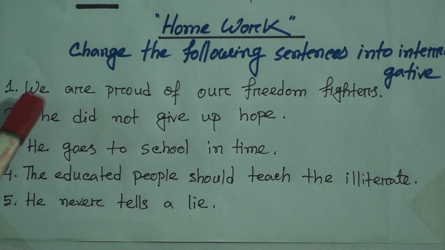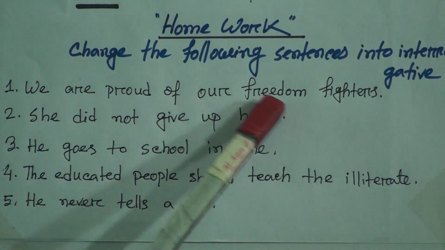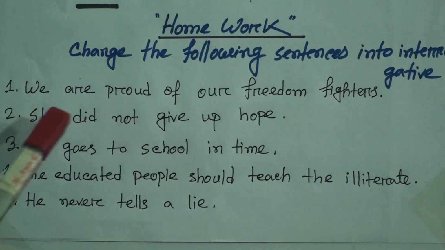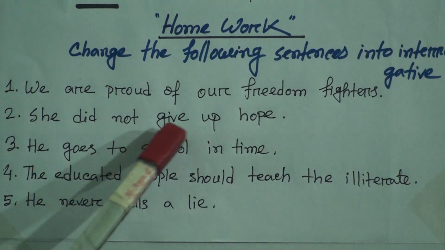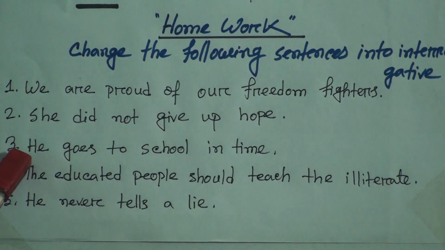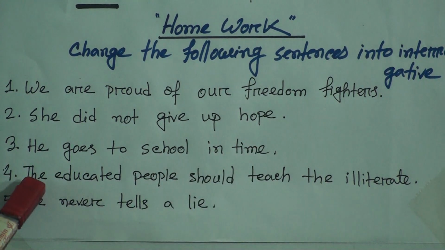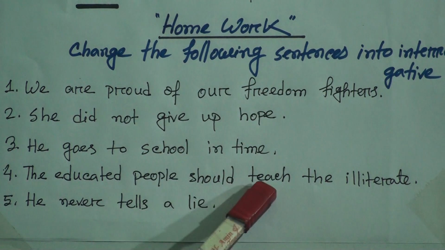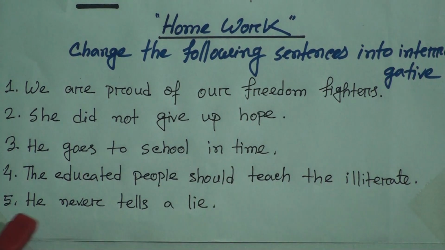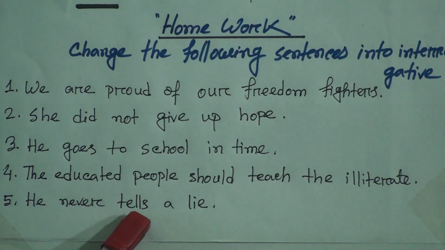The first one, we are proud of our freedom fighters. Number 2, she did not give up hope. Number 3, he goes to school in time. And number 4, the educated people should teach the illiterate. Number 5, he never tells a lie. So these are the 5 sentences. You have to transform these into interrogative, and you will submit this homework.